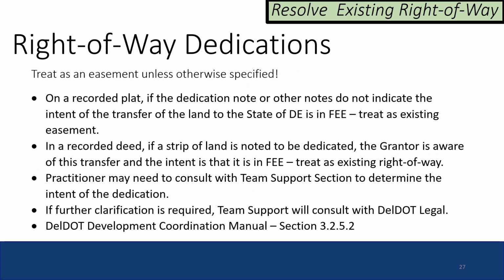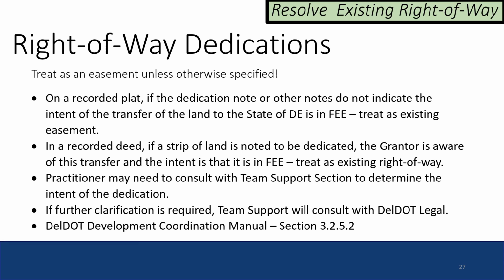A right-of-way dedication is land that is granted to DelDOT as right-of-way, but the private property owner may still retain the underlying fee simple ownership. Right-of-way dedications should be treated as easements with regards to the plans unless otherwise specified. A right-of-way dedication shown on a recorded plat should be treated as an existing easement if the dedication note or other notes on the plat do not indicate the intent of the transfer of the land to the state of Delaware is in fee.